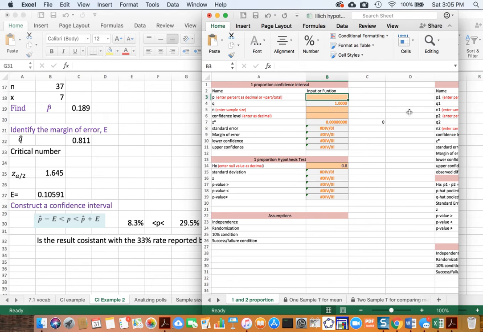Remember, you only use the pink or orange boxes, so we're going to put in our 7 over 37 for our p hat, and that automatically gives us q hat. 37 is going to be our sample size, and our confidence interval we want at 0.9 for the 90% confidence interval. And right here where it says lower confidence, you notice the 0.083, which is the 8.3%, and 0.295, the 29.5%. So the calculator works very well and quickly to do these rather complex formulas.